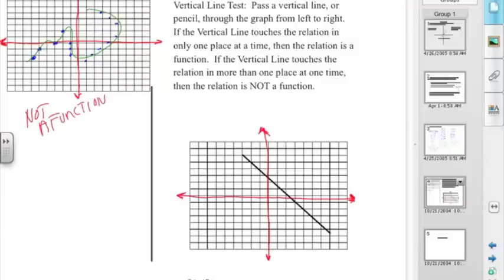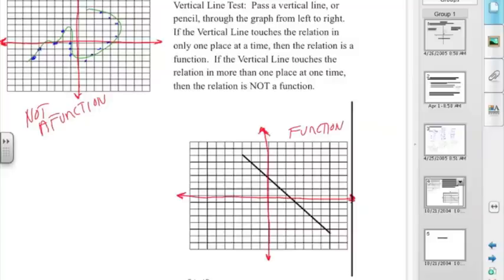The second graph we have over here is with the red x and y axis. We have the black diagonal line, which is going to be what we're going to test. And we're going to take this vertical line and just drag it across, and you see it begins to touch the function right there at its left edge. And as we drag the vertical line across the function, we see that it only touches the relation in one place at a time. So this one is a function.